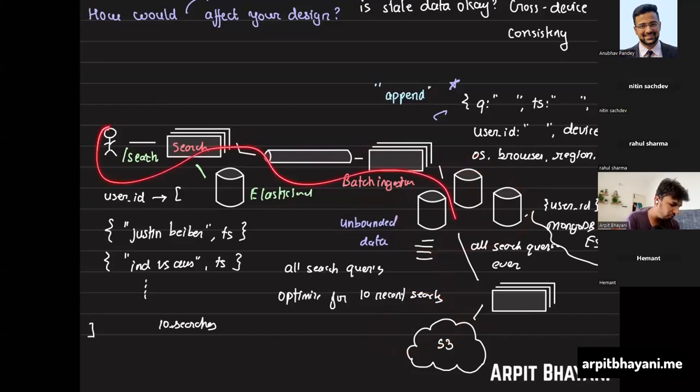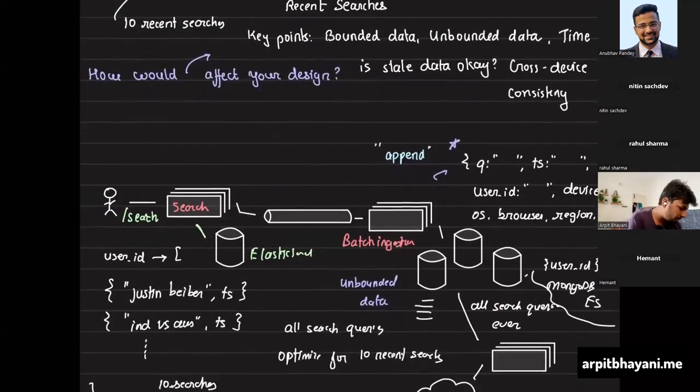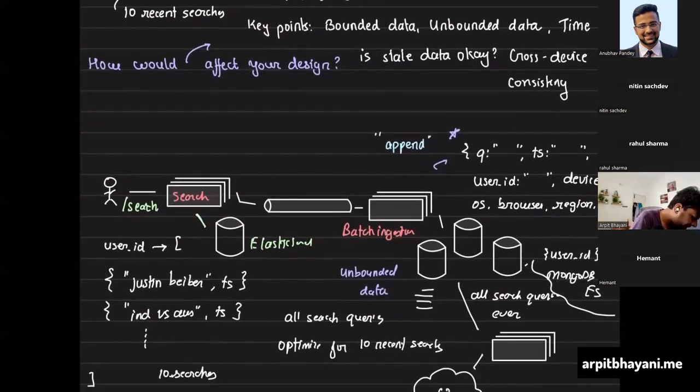So this is your flow where you are now storing all the search queries made by all the users ever. Now let's go into recent searches. What you want to do now is serve recent searches made by the user. Here you would have a separate endpoint to do that, for example /search/recent, whose job is to give you the last 10 recent searches made by you.